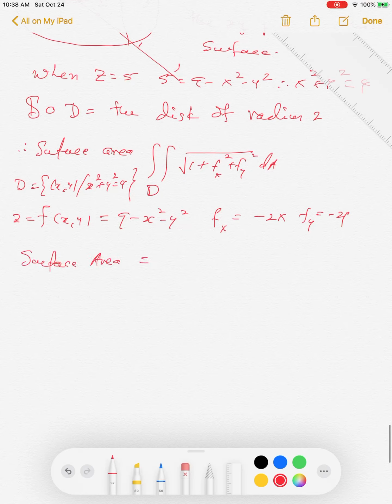So the surface area is going to be integral on D, and now you know the picture of D. Picture of D is just this circle of radius 2, and what we will have here is root of 1 plus 4x square plus 4y square.